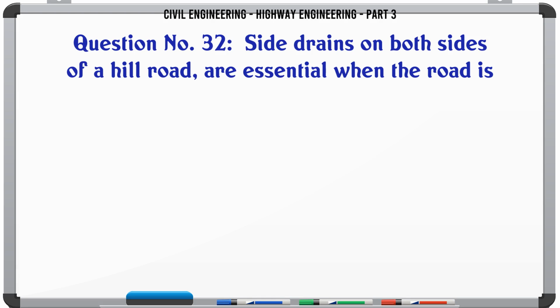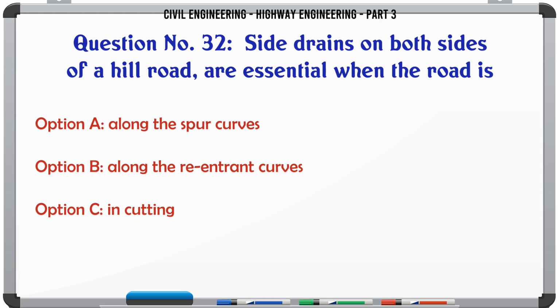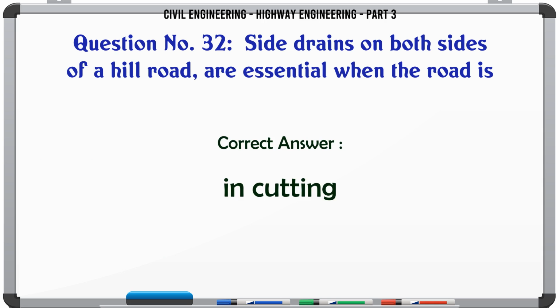Side drains on both sides of a hill road are essential when the road is A. along the spur curves, B. along the reentrant curves, C. in cutting, D. none of these. The correct answer is in cutting.